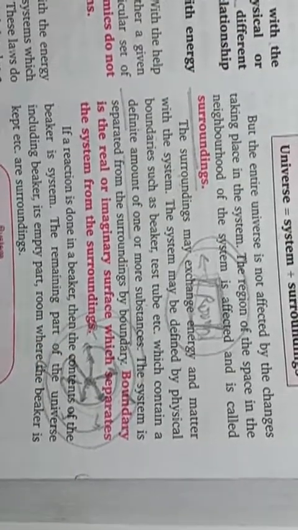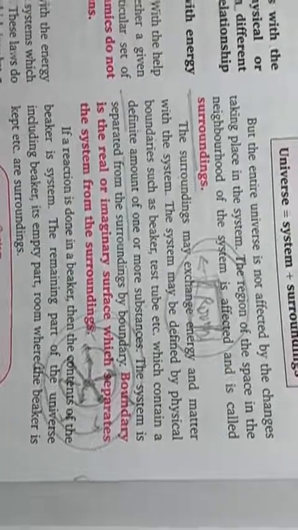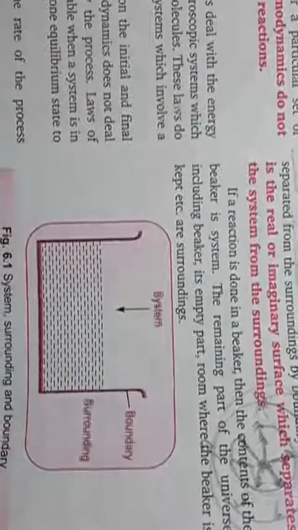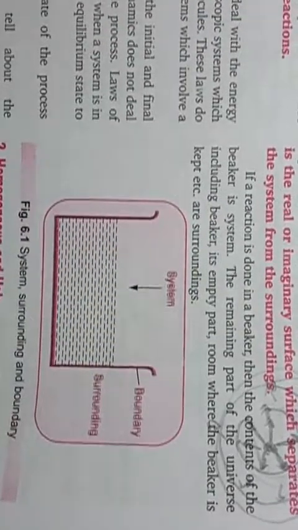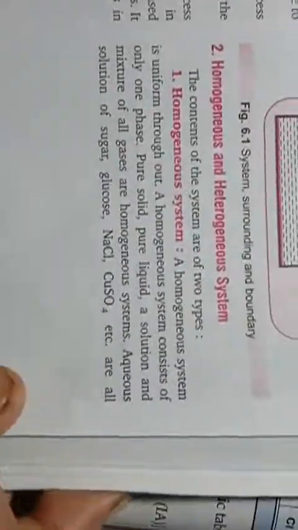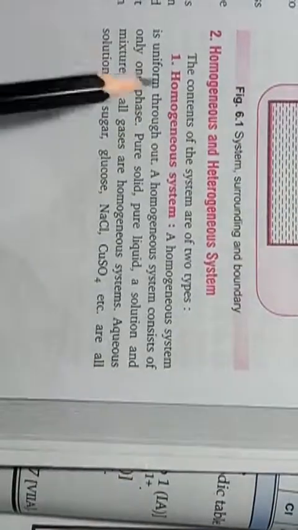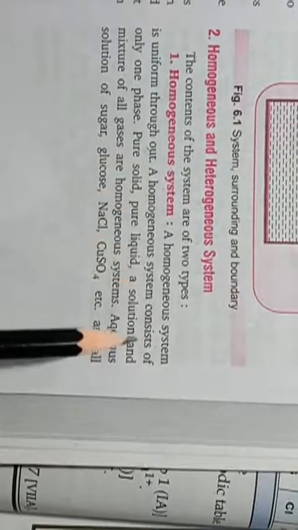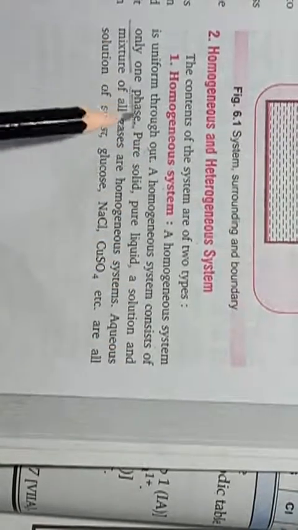Okay, students, then types of system. Next heading, types of system. Before the types of system, the systems are divided in two types: homogeneous and heterogeneous system. So homogeneous systems are the systems which are uniform throughout, means which are made up of just one component. A homogeneous system consists of only one phase or only one component.